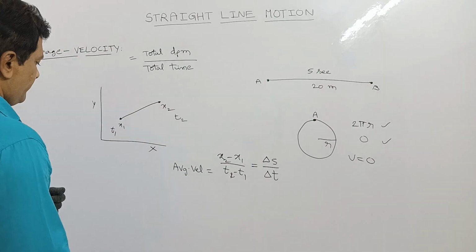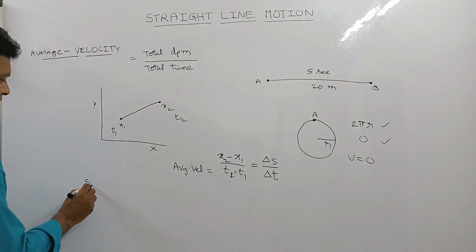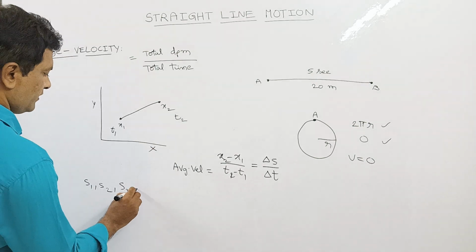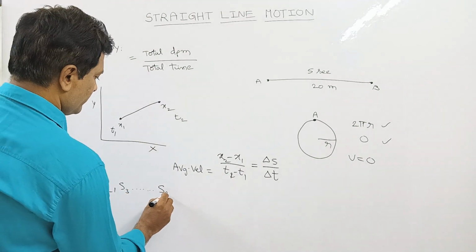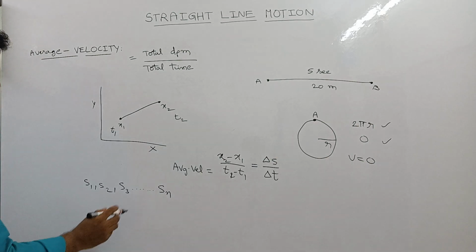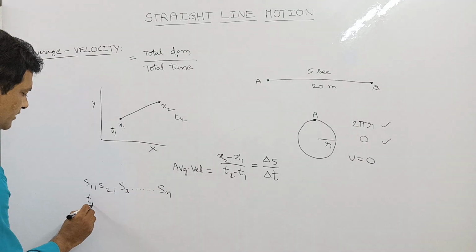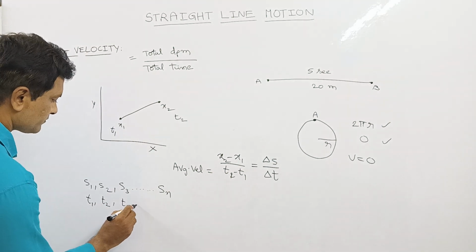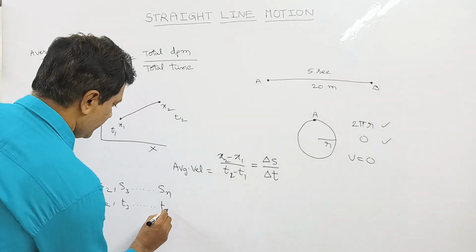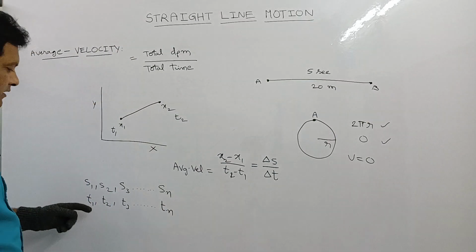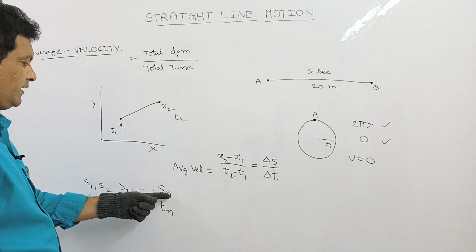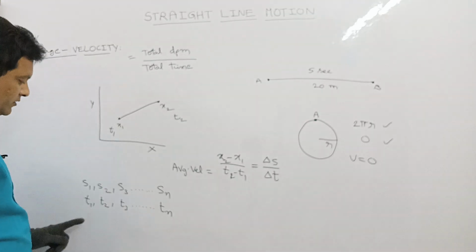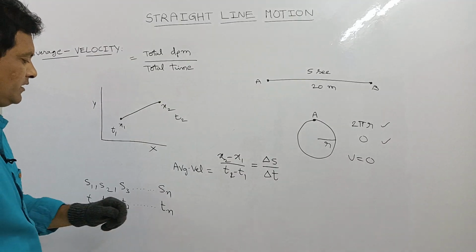Suppose an object is covering displacements of s1, s2, s3 up to sn in times of t1, t2, t3 up to tn. See, these are displacements S1, S2, S3 up to Sn covered in the time intervals T1, T2, T3 up to Tn.